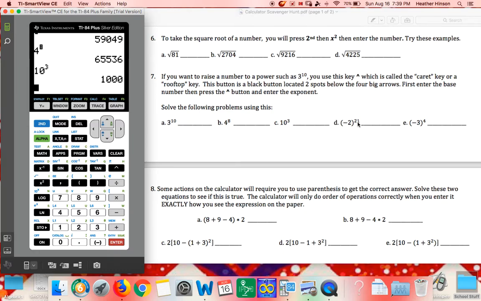Now again, going back to what we talked about earlier, those parentheses. If you don't put the parentheses in, it can totally change your answer. So you have to make sure you get those parentheses. Remember, parentheses are above 8 and 9.